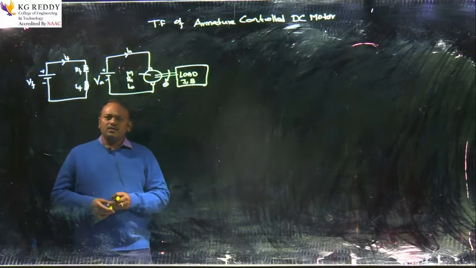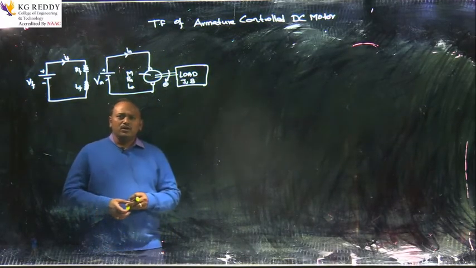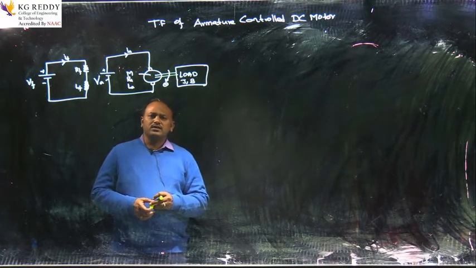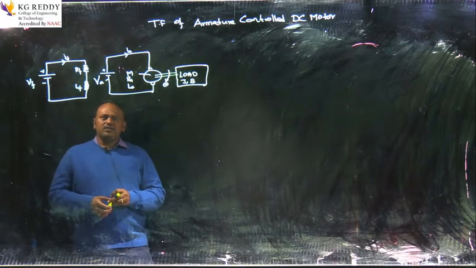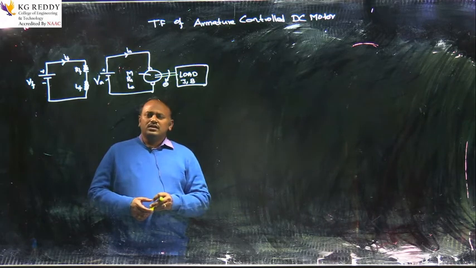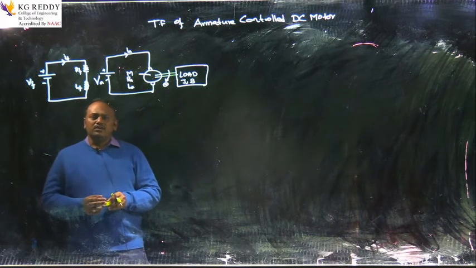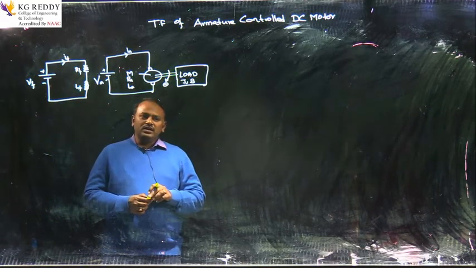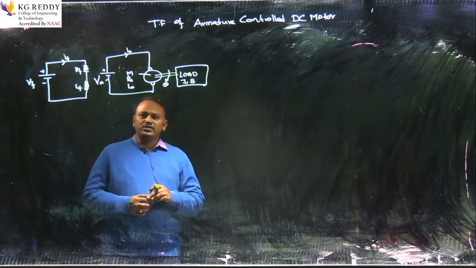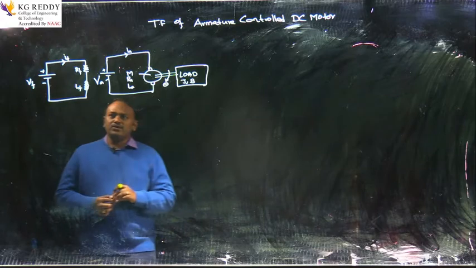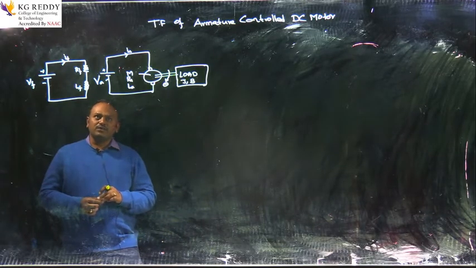Today, we are going to see how to obtain the transfer function of a DC motor. In this, there are two types: the way in which we control the speed of a DC motor is by using the armature voltage and also the field voltage. For these two categories, we are going to develop the transfer function.